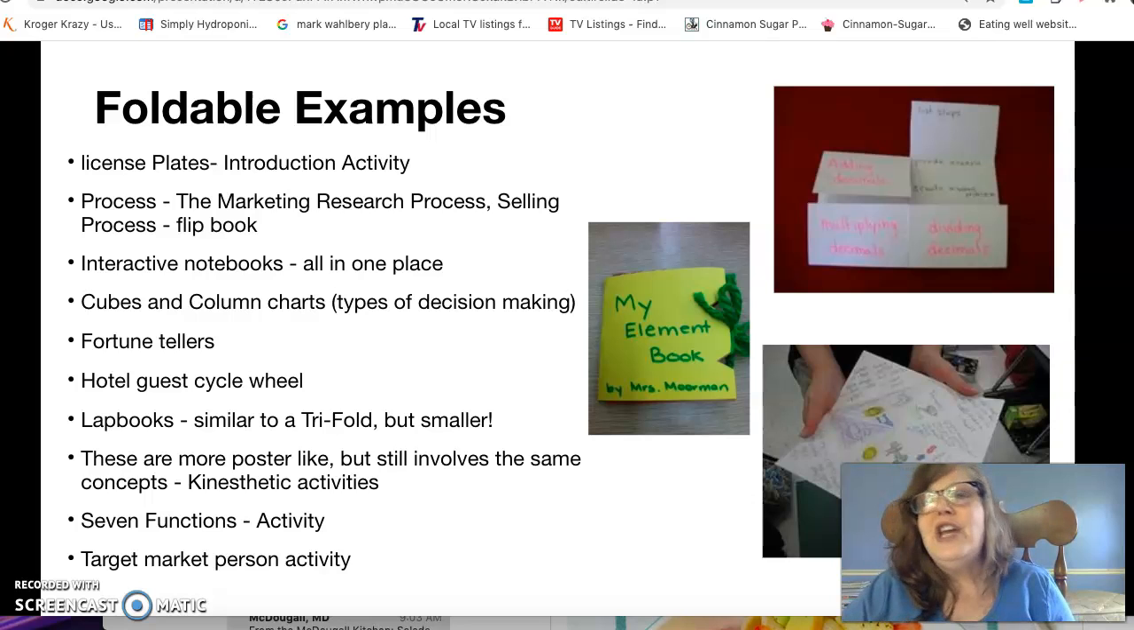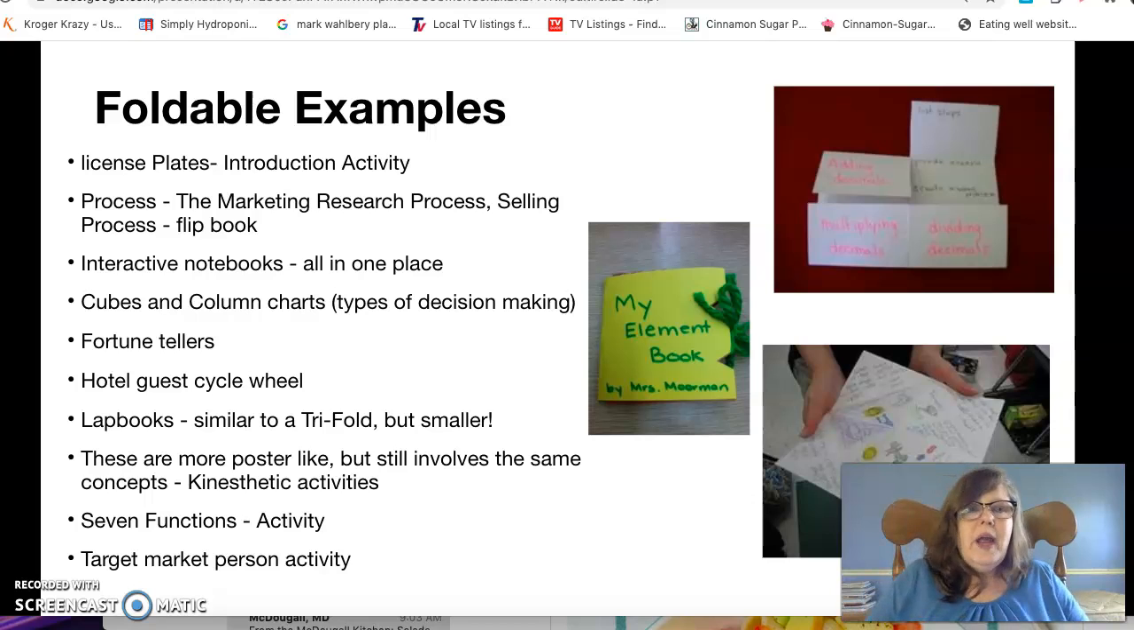Fortune tellers, that's kind of fun. It's a great way to have the kids design something and then have them review for a quiz, or have their teammates try to play. It's a fun thing to do.